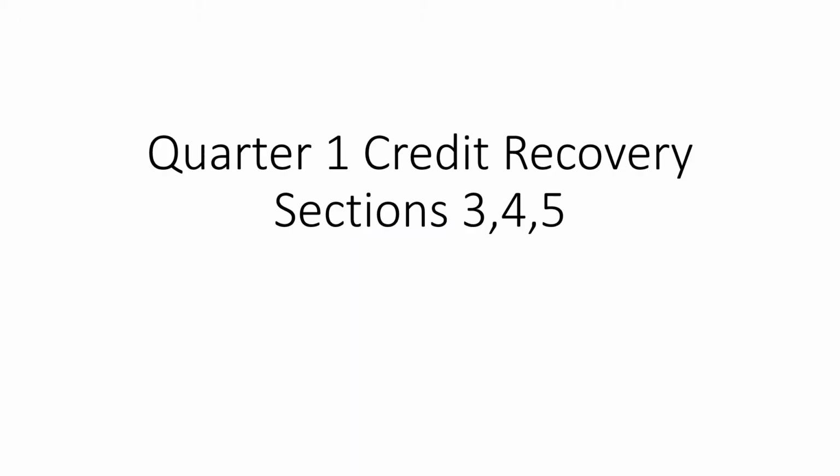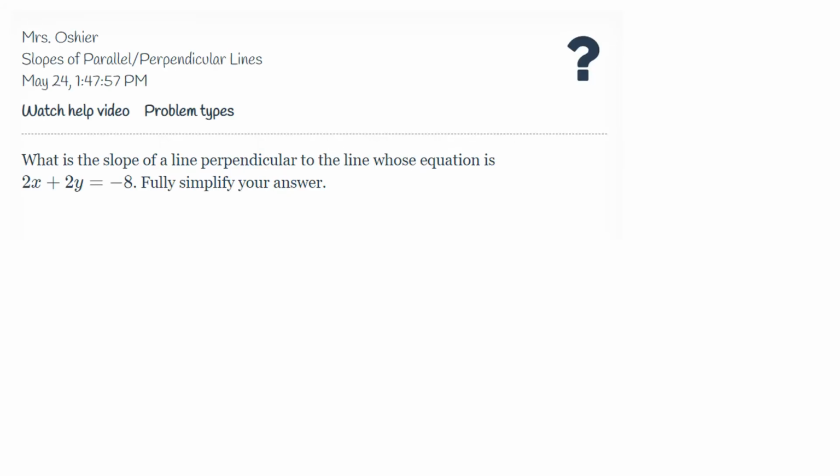So sections 3, 4, and 5. For slope, we have to remember that to find the slope of a line, we need to get it in the form y equals mx plus b, m being the slope. So anytime they're going to ask a question about slope, we first need to have it in slope-intercept form.